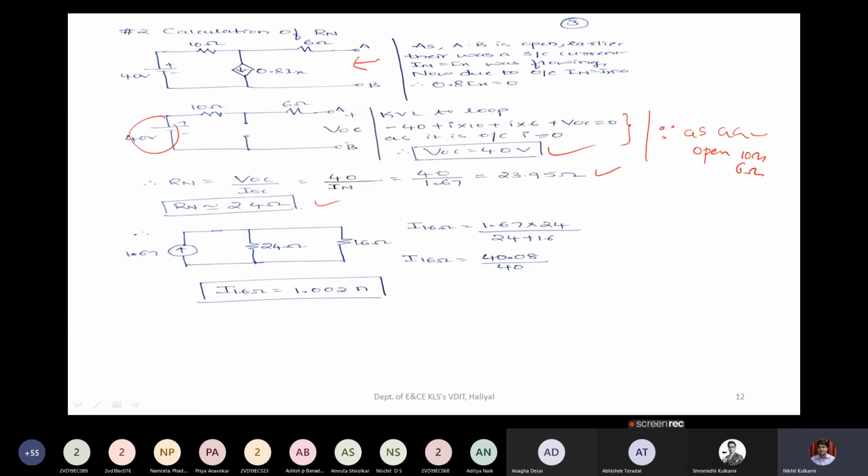But what is our requirement? Our requirement is the current through this. So the current through the 16 ohm, you can write as main current multiplied by opposite resistance divided by the summation of the two resistances. That will give you I16, the current through the 16 ohm, equal to 1 ampere.